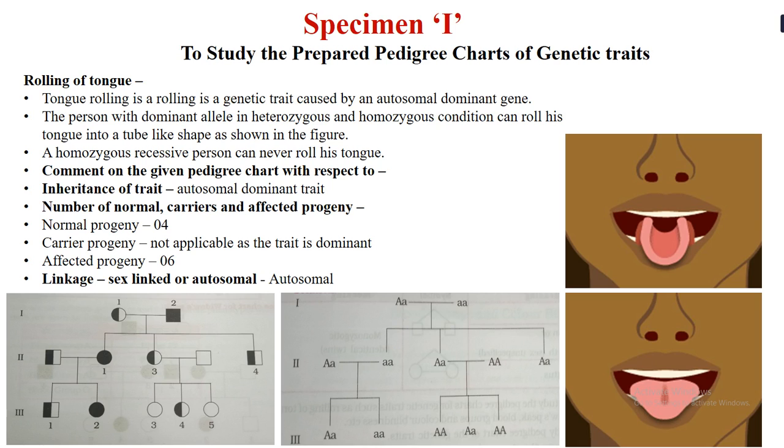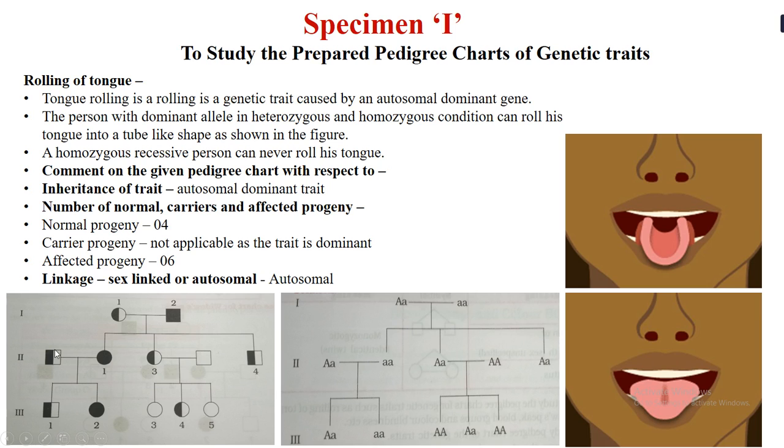Starting with the first one, that is rolling of tongue. Rolling of tongue is a genetic trait caused by an autosomal dominant gene. Keep in mind, it is caused by dominant genes, not by the recessive ones. So the person who has a dominant allele, in heterozygous or homozygous condition, can roll their tongue in the shape of a tube. If a person is homozygous recessive, this person can never roll their tongue. So this pedigree chart will be kept, and you have to comment about it.